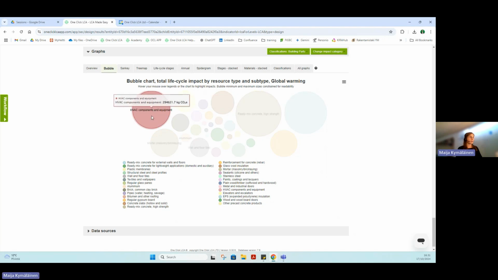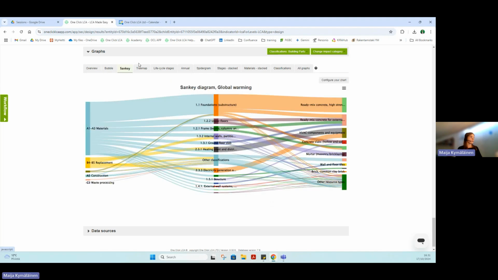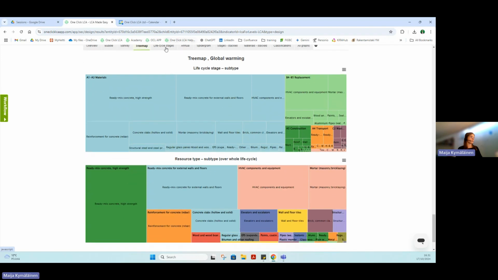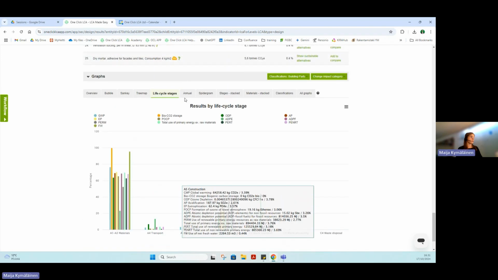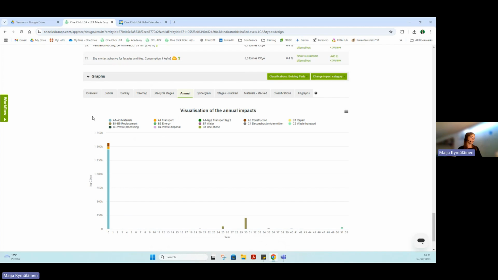We can see the building services make up quite a lot: mortar, ready-mix concrete for external walls and floors, and then reinforcement and so on. And they are also all mentioned here. So you can also go like this if you want to. We have these kinds of graphs, tree maps, life cycle stages. So basically whatever you would like.